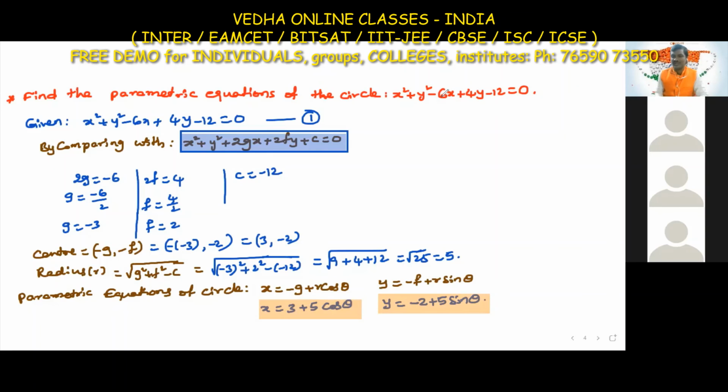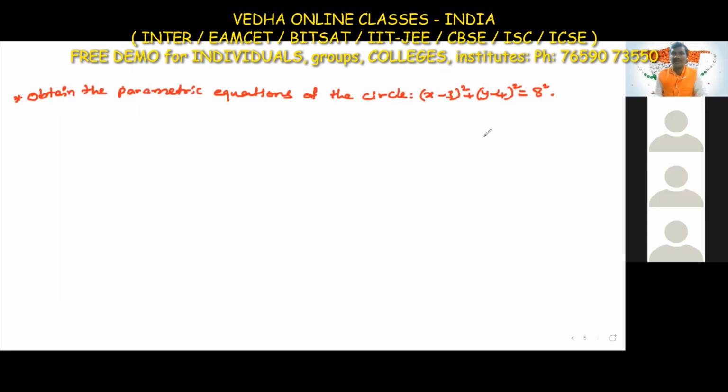Now we have one more question. Obtain the parametric equations of the circle (x minus 3) whole square plus (y minus 4) whole square is equal to 8 square. What is given here? The given circle equation is (x minus 3) whole square plus (y minus 4) whole square is equal to 8 square.